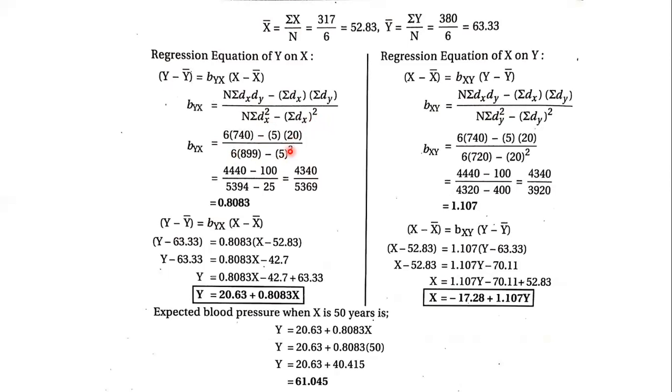So this is on one side. Let us solve this. 6 into 740 is 4440. 5 into 20 is 100. 6 into 899 is 5394. 5 square is 25. So you will get 4340 by 5369. The final regression coefficient here is 0.8083. So this is byx.